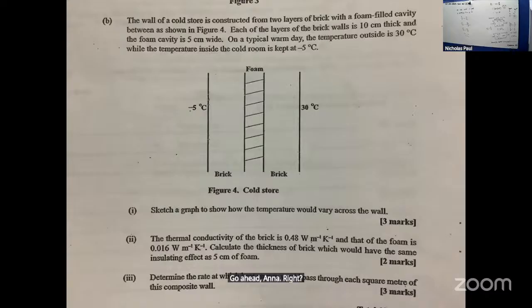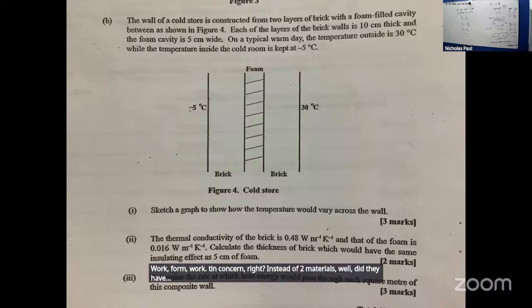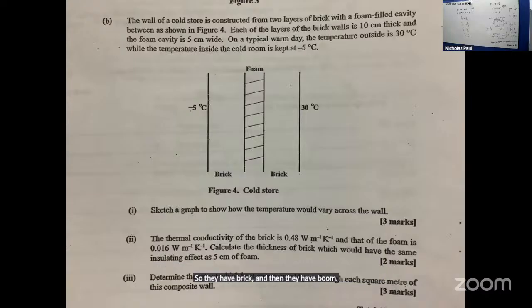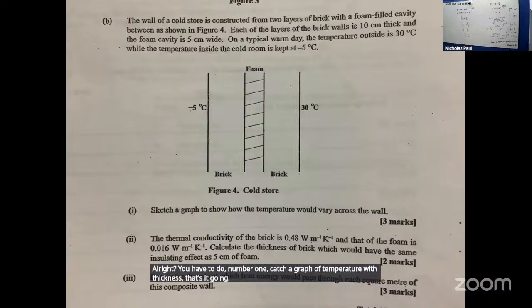Right? This one is what? Brick, foam, brick. Same concept. Instead of two materials, well, they have three spaces, but two materials. So they have brick, and then they have foam, and then they have brick again. You have to do number one, sketch a graph of temperature with thickness. That's like what we did earlier. The difference here is 3 parts.